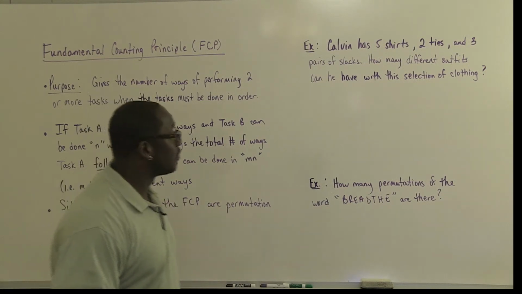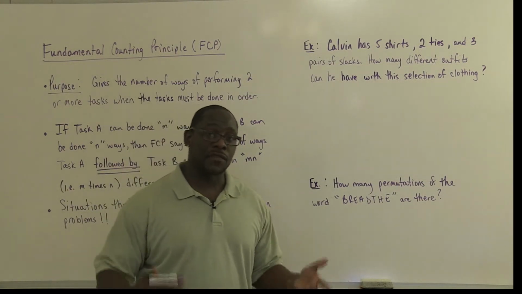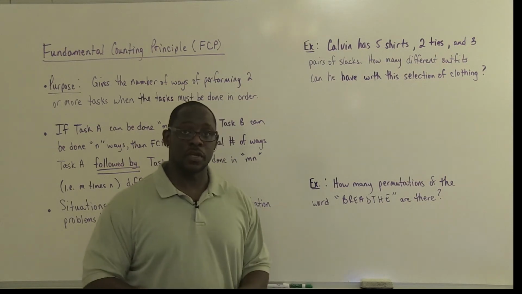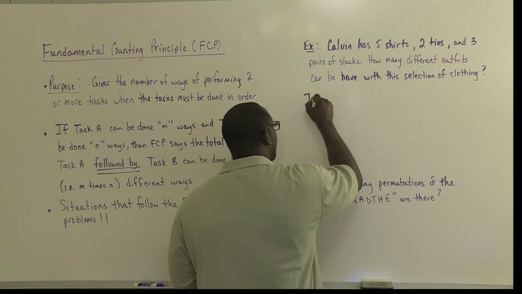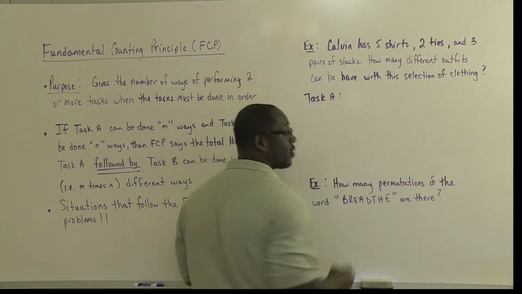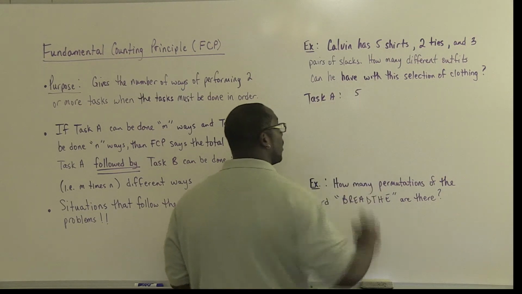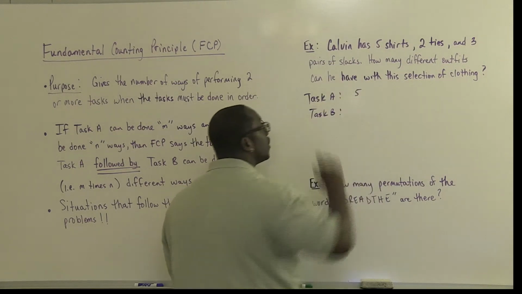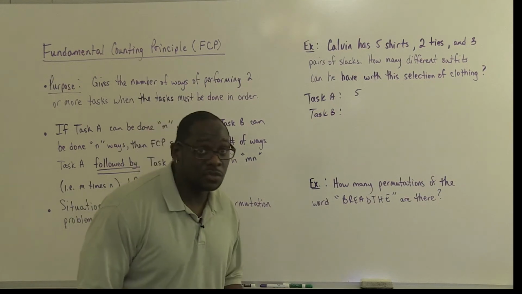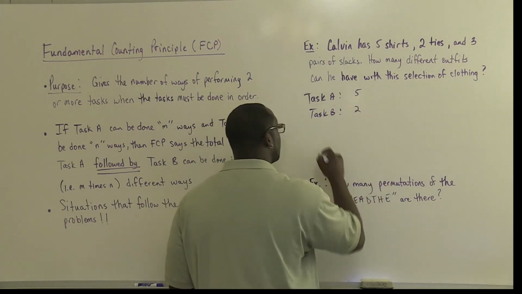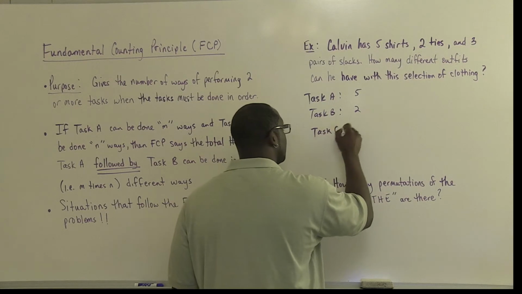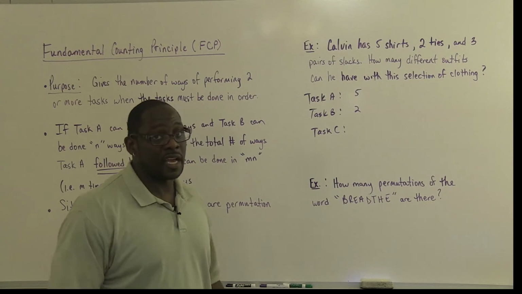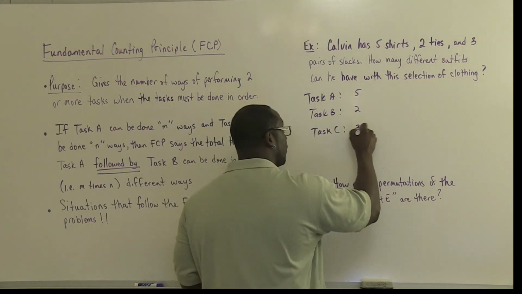So if we look here, we know if he's going to put an outfit together, the first thing he has to do is come up with what shirt he's going to pick. So his task A is going to be pick a shirt. He has 5 different ways of doing that. And so task B is going to be, all right, we want to pick a tie. Well, he's got 2 to choose from. So he's got 2 different ways of doing that. Task C would be, all right, well, what pair of pants is he going to wear? He has 3 to choose from. So he has 3 different ways of doing that.